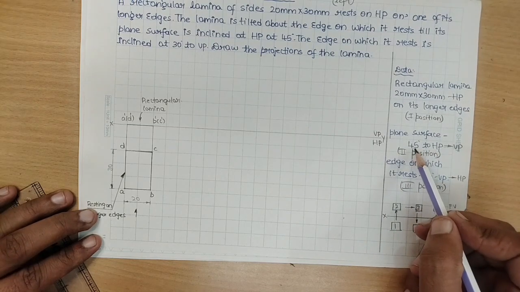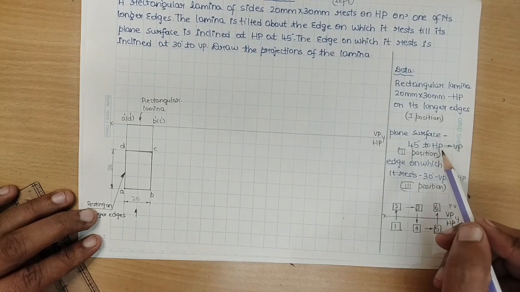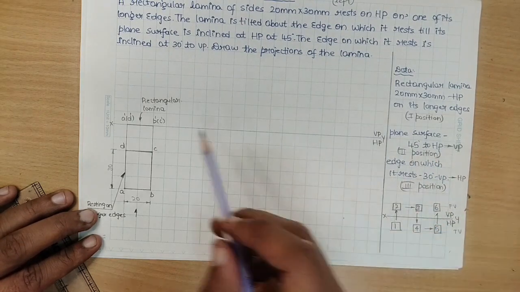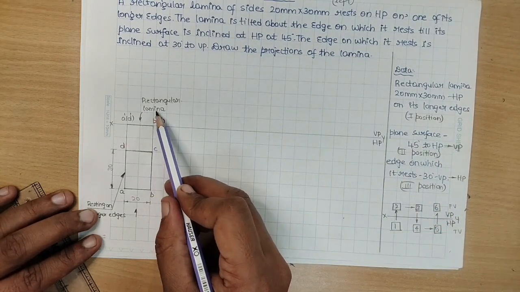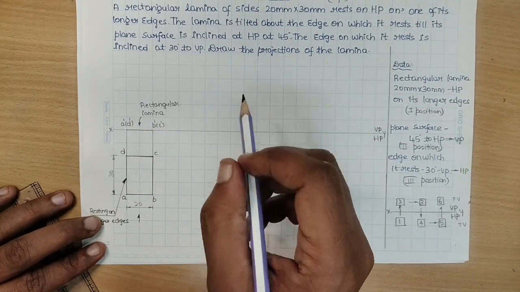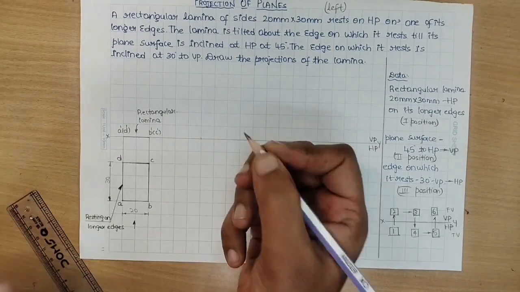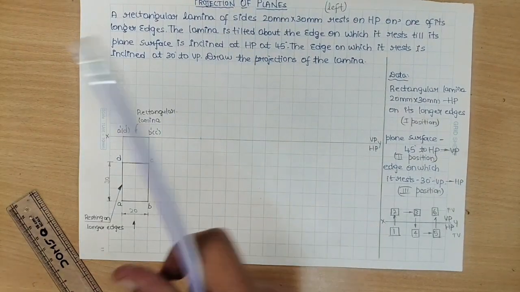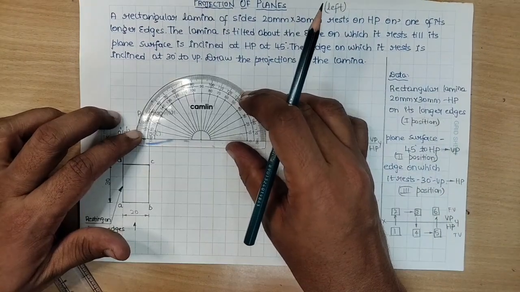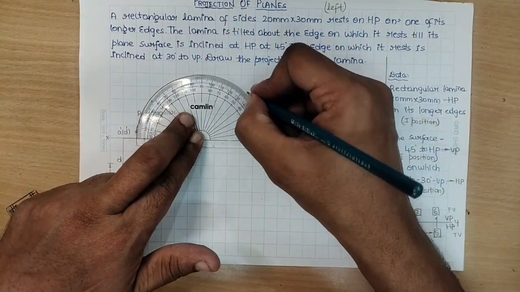The plane surface is inclined at an angle of 45 degrees to HP. Any inclination with respect to HP should be drawn under VP. This is the plane surface or the lamina, all one and the same meaning. It has to be tilted to an angle of 45 degrees. Take any convenient point and make use of your protractor. With the convenient point as the reference, mark the given angle. What is the angle? 45 degrees.